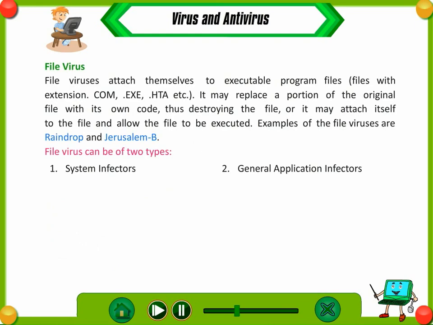File virus. File viruses attach themselves to executable program files, files with extension .com, .exe, .hta, etc. It may replace a portion of the original file with its own code, thus destroying the file, or it may attach itself to the file and allow the file to be executed. Examples of the file viruses are Raindrop and Jerusalem Bee. File viruses can be of two types: system infectors, general application infectors.